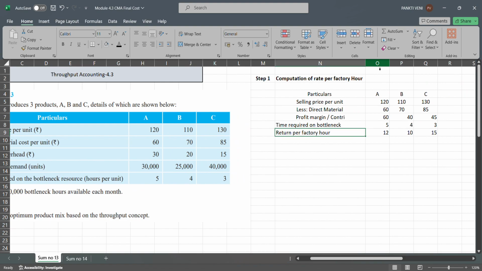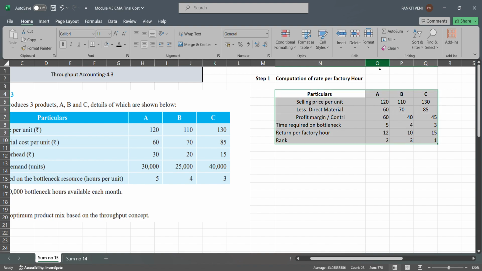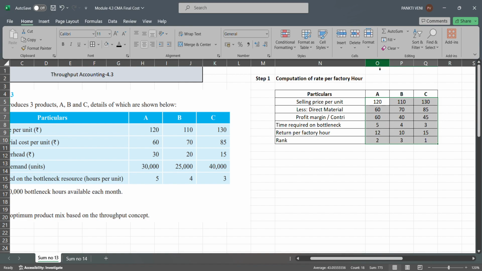So my return is ready. Now I have a ranking. The higher the return, the better it is. Okay. So done with return per factory hour and I gave rank. My first step was to find out return per factory hour.